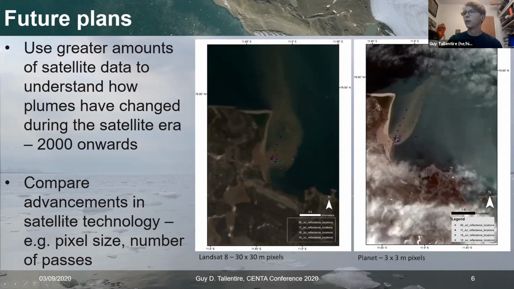More recently, Planet have put up a bunch of satellites, and they're a commercial company, so I don't have access to all their data because they want money, but they're on a 3 by 3 meter resolution, and they've got multiple satellites taking images of the same locations in a day. So there's so much more data, and the resolution's so much better, so I can calculate the sediment concentrations much more easily.